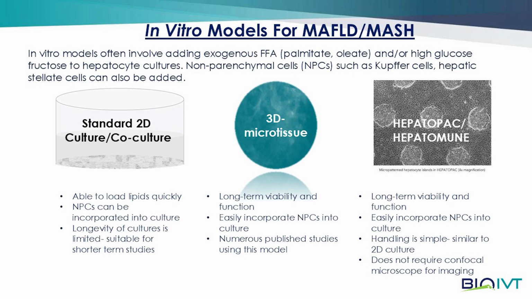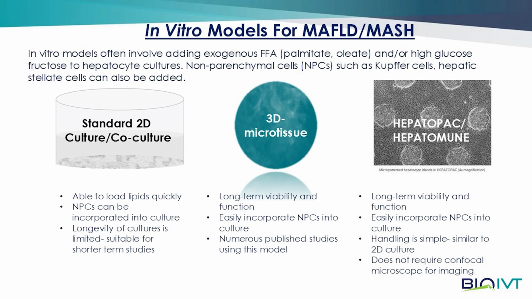So one of the ways that we can start to identify therapeutics for MAFLD and MASH is to use in vitro models. And there are many in vitro models that are available to study MAFLD and MASH. And these often involve adding exogenous free fatty acids, high glucose and fructose, or other molecules, and can combine hepatocytes with other cell types, such as non-parenchymal cells. So the very simplest is a standard 2D culture or co-culture.